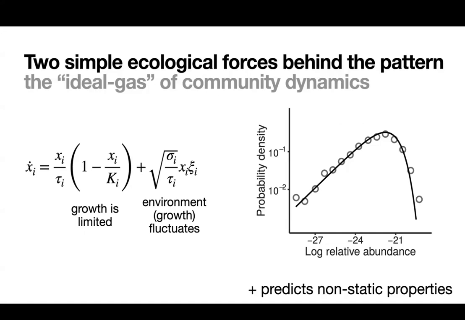And this simple model predicts that the stationary distribution is gamma distributed, as observed in the data, and also predicts some non-static patterns in the abundance.